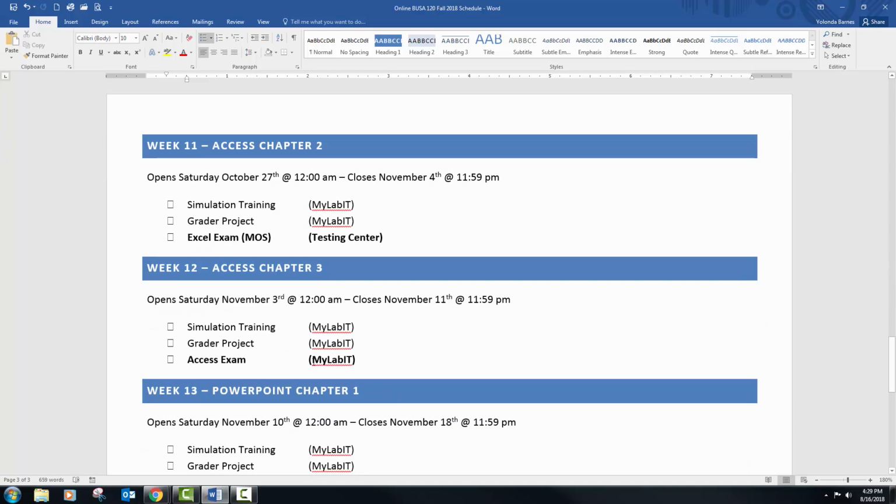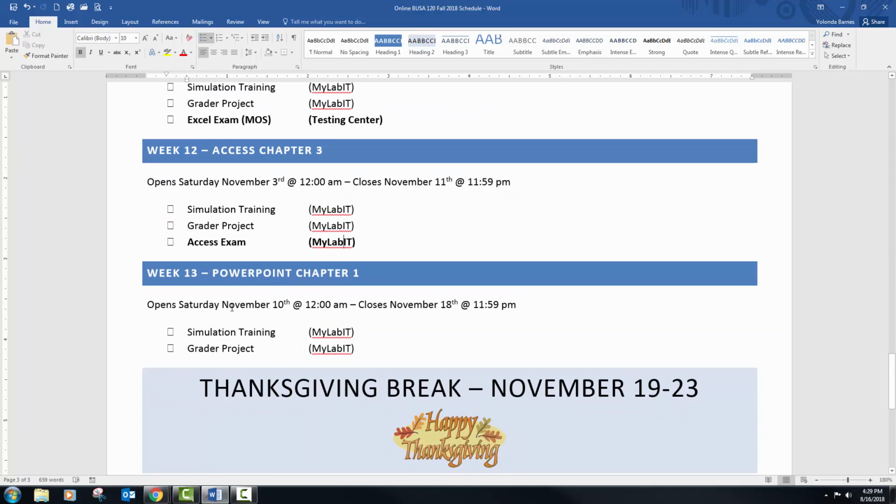That is not in Gmetrics. It's not like Outlook and Word and Excel that we were practicing in Gmetrics. This is an actual homework assignment in MyLab IT. I will remind you again. Also, PowerPoint is just like this.